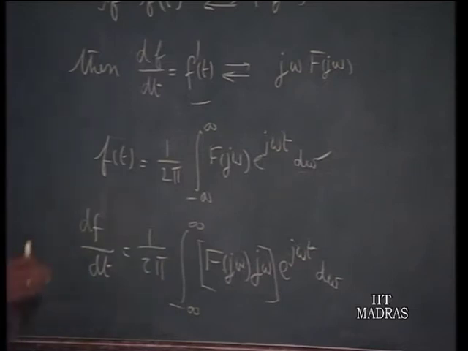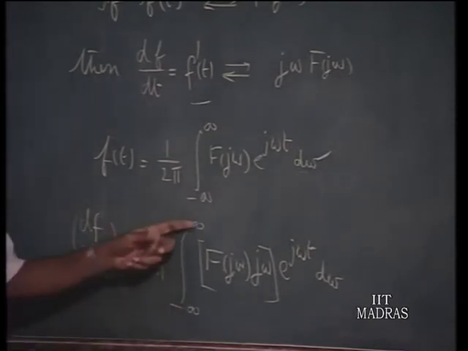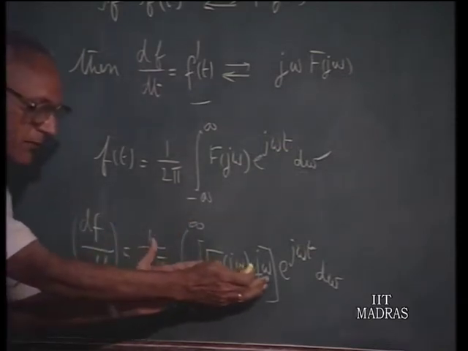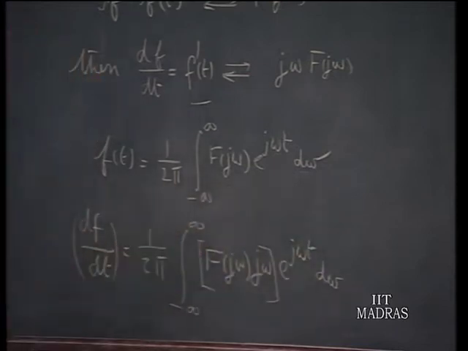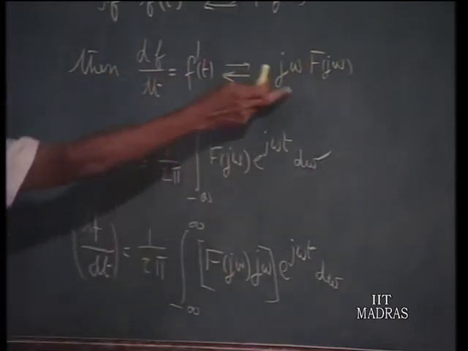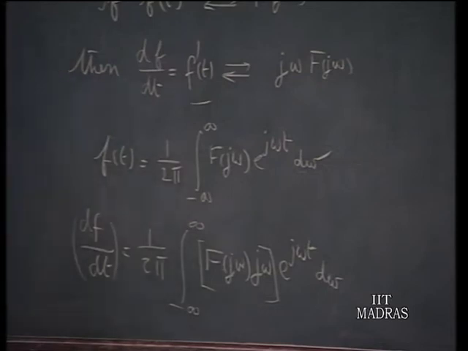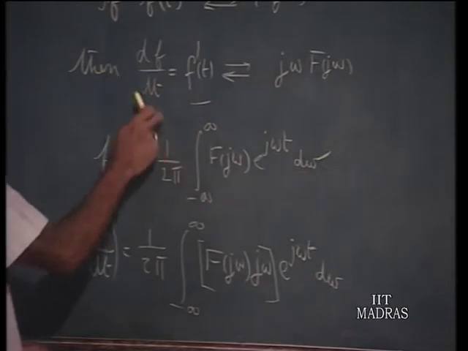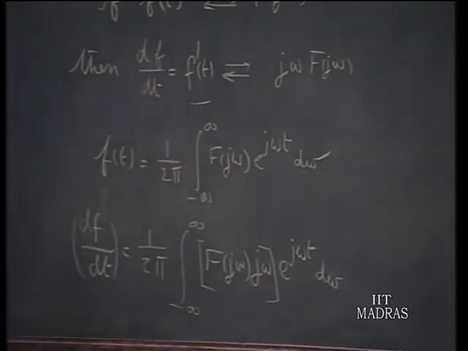So, obviously, whatever we are having here is obtained as 1 over 2 pi times the integral from minus infinity to plus infinity of some function of omega into e to the power of j omega t d omega. This is the defining relationship of an inverse Fourier transform. Therefore, df by dt must be the inverse Fourier transform of j omega F of j omega. So, that is what we have here. If we have j omega F of j omega, its inverse Fourier transform is df by dt, or in other words, j omega F of j omega is the transform of df by dt.